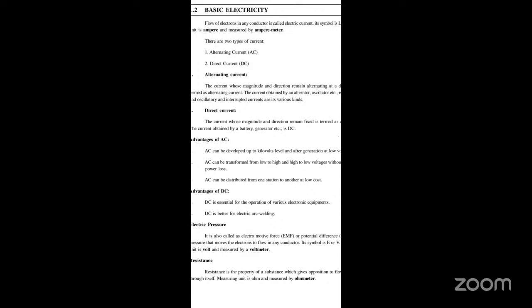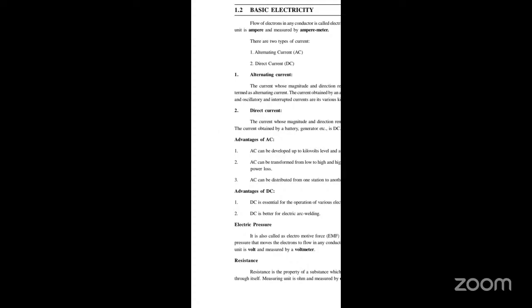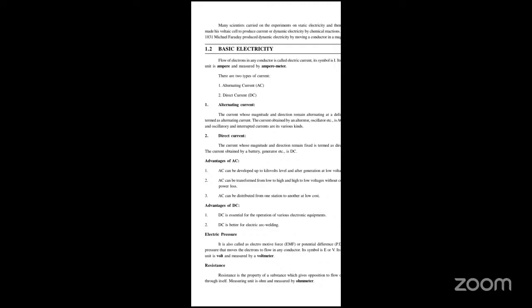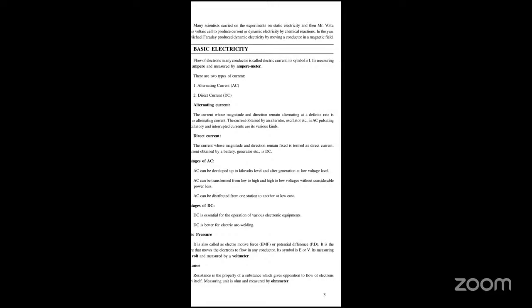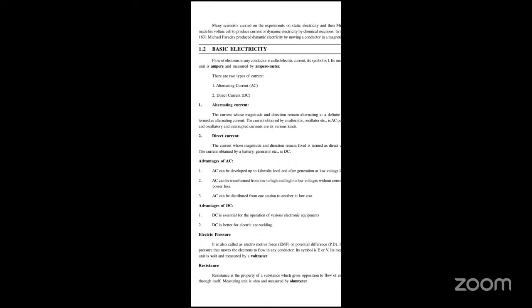So alternating current means what is the direct current? Alternating current means alternate. First, there are two types of current. First one is alternating current, second one is direct current. What is alternating current? The current whose magnitude and direction remain alternating at a definite rate is termed as alternating current.